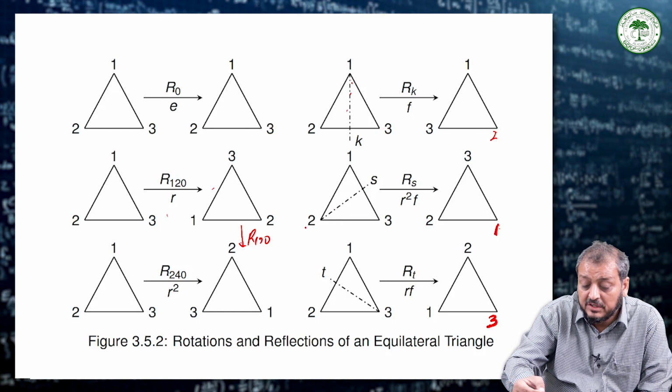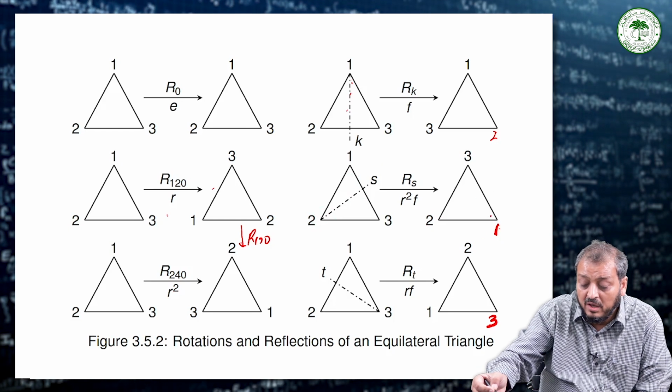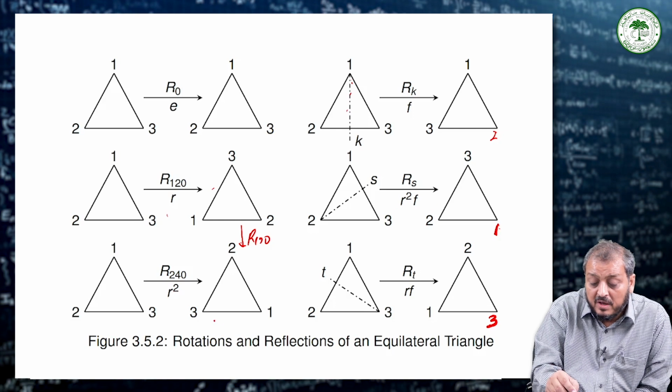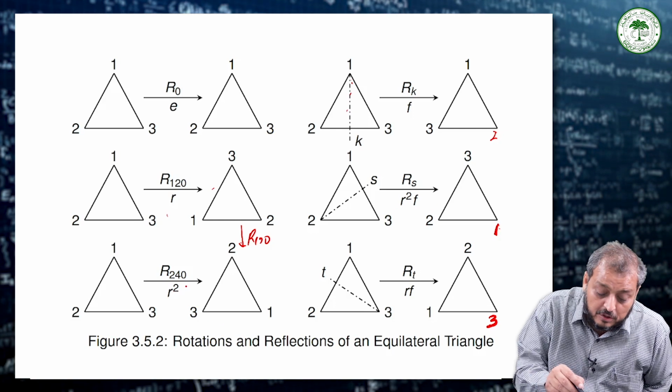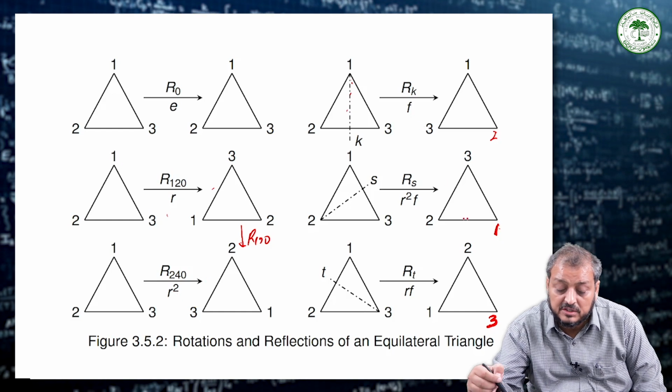Now if you take this, you have 2, 3 and 1, and this is the same as taking the composition of R square with F, and you again get the same figure.